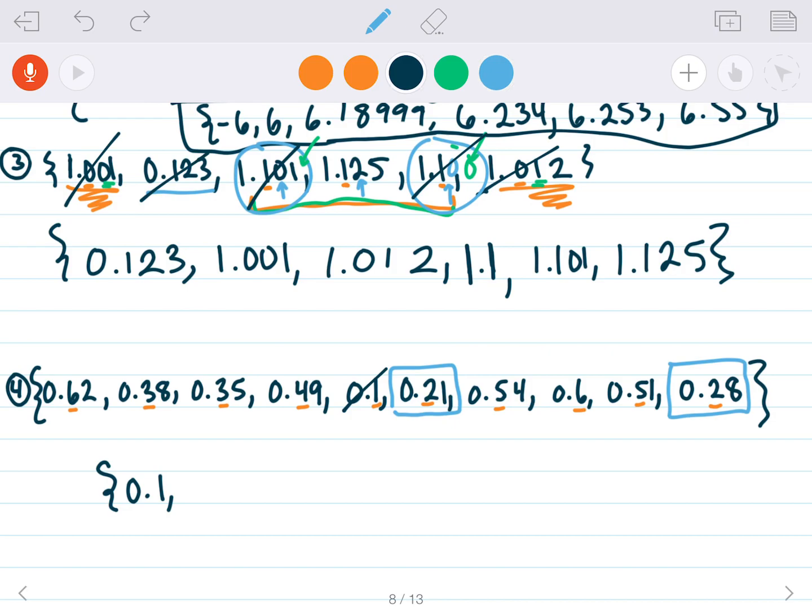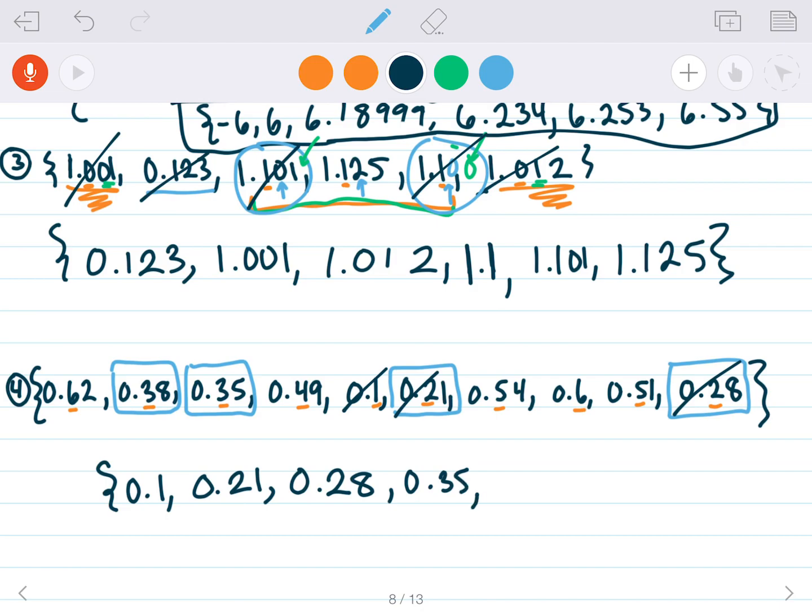So now we have 0.21 comes next, followed by 0.28. The next number in the tenths place is 3. So now we look at our 3's. This guy has 3 in the tenths place as well as this guy. And that's it. So which of these is smaller? Well, this one's smaller because 5 in the hundredths place is smaller than 8 in the hundredths place. So next comes 0.35, followed by 0.38.